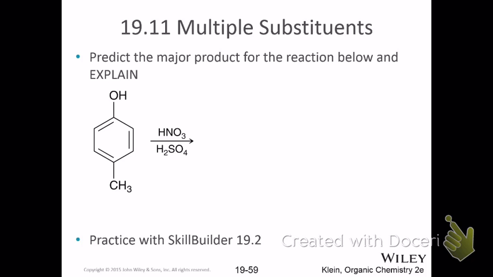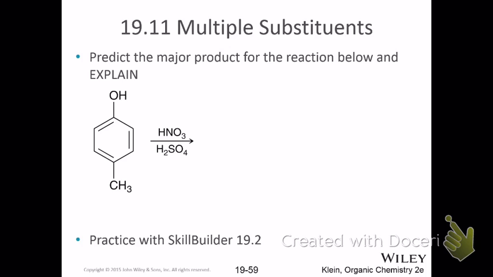Okay, so this is a nitration experiment. Now you notice you have ortho-para directing and you have meta-directing. I mean, sorry, you have 2 ortho-para directing groups. Sorry, we don't have a meta-director. We have 2 ortho-para directing groups.